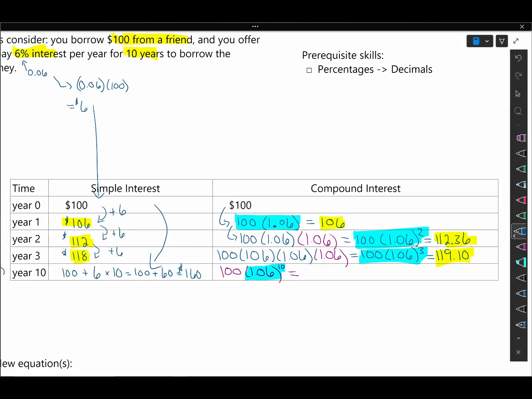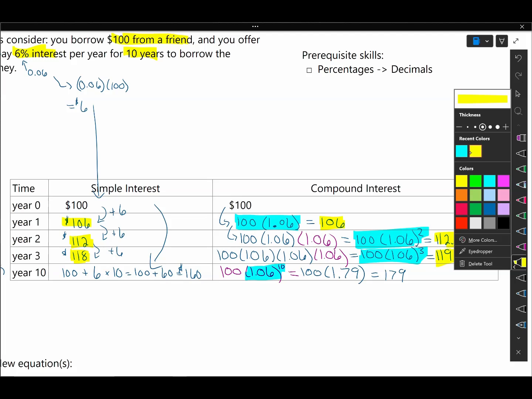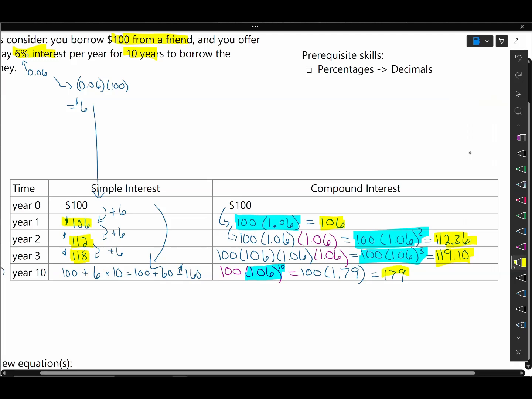Now, I will show you the calculation here so that you can confirm this. You can double check so that you know you understand how to work with exponents in your calculator. I'll keep my original 100 times 1.06 to the power of 10. Once I throw that into my calculator, I'm working with 1.79. Then I'm multiplying those two together, and I'm working with $179. So the difference here after 10 years, if we are working with compound interest versus simple interest, is $19.